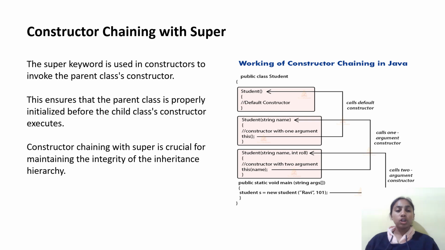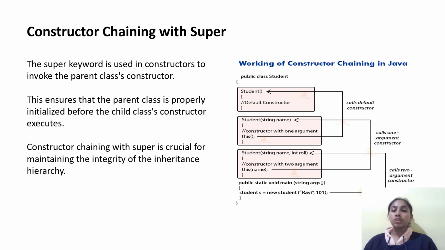And then we will move on to the next slide, that is constructor chaining with the super keyword. The super keyword is used in constructors to invoke the parent class's constructor. This ensures that the parent class is properly initialized before the child class's constructor executes. Constructor chaining with super is crucial for maintaining the integrity of the inheritance hierarchy.